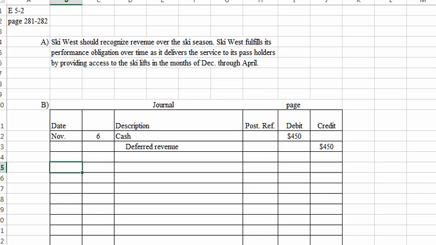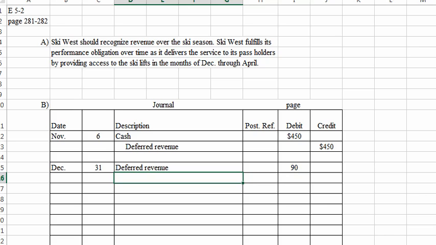Okay, now they also want the journal entries on December 31st, their year end. Well, now they will have earned a portion of the revenue. They're going to earn it over 5 months, December, January, February, March, and April. By December 31st, they've only earned 1/5 of it, though, or 1 month. So we're going to debit deferred revenue, the liability, to decrease its balance by $450 divided by 5, or $90.